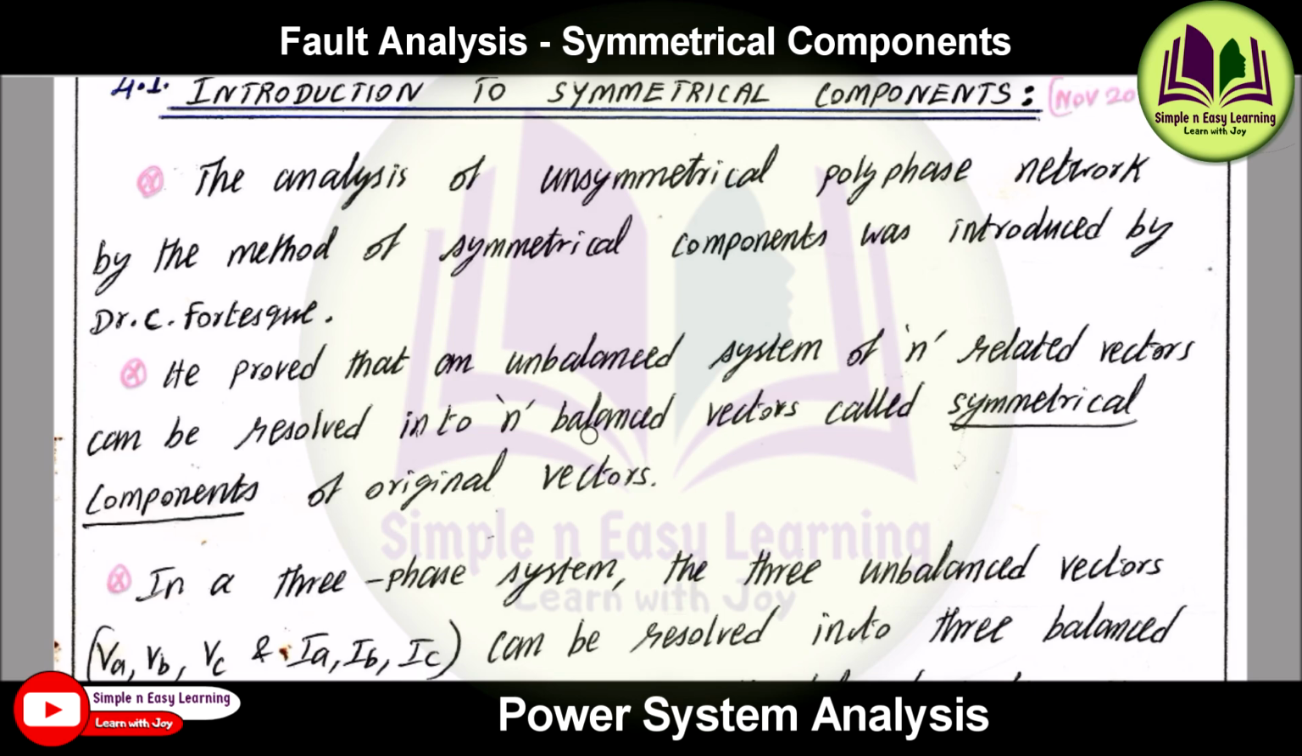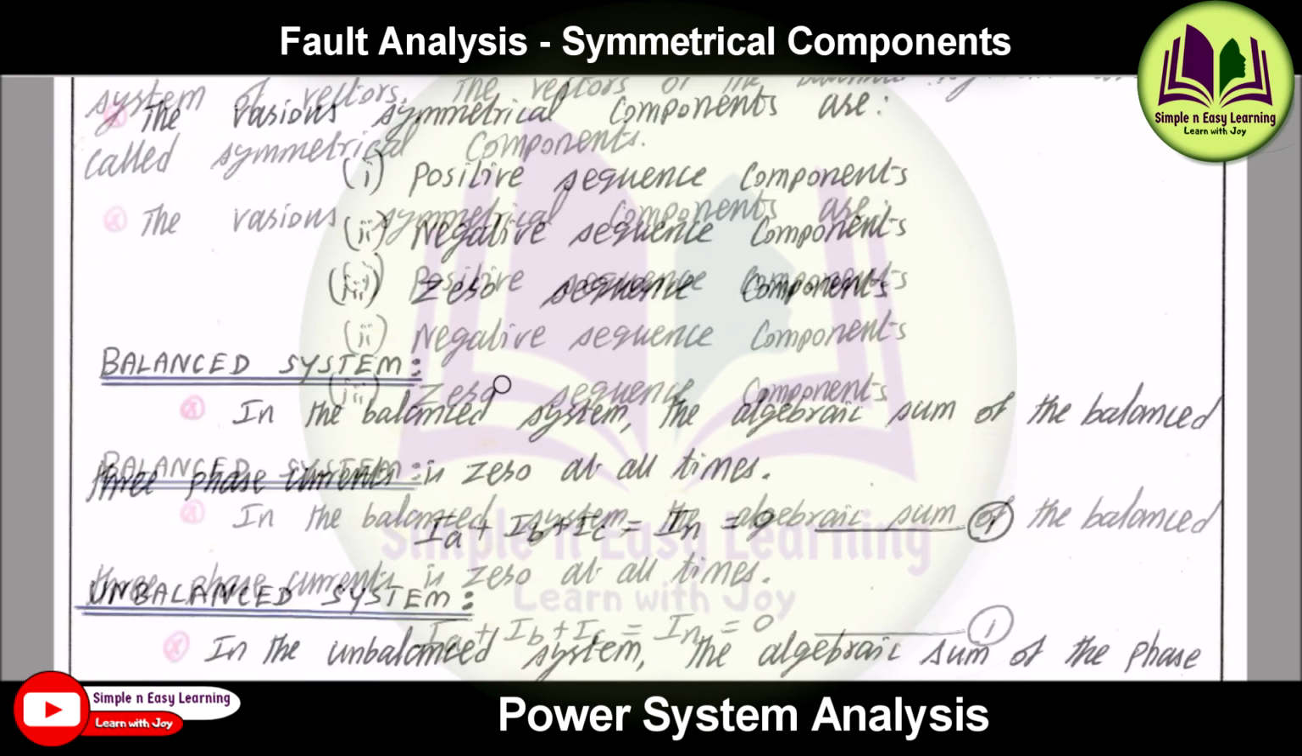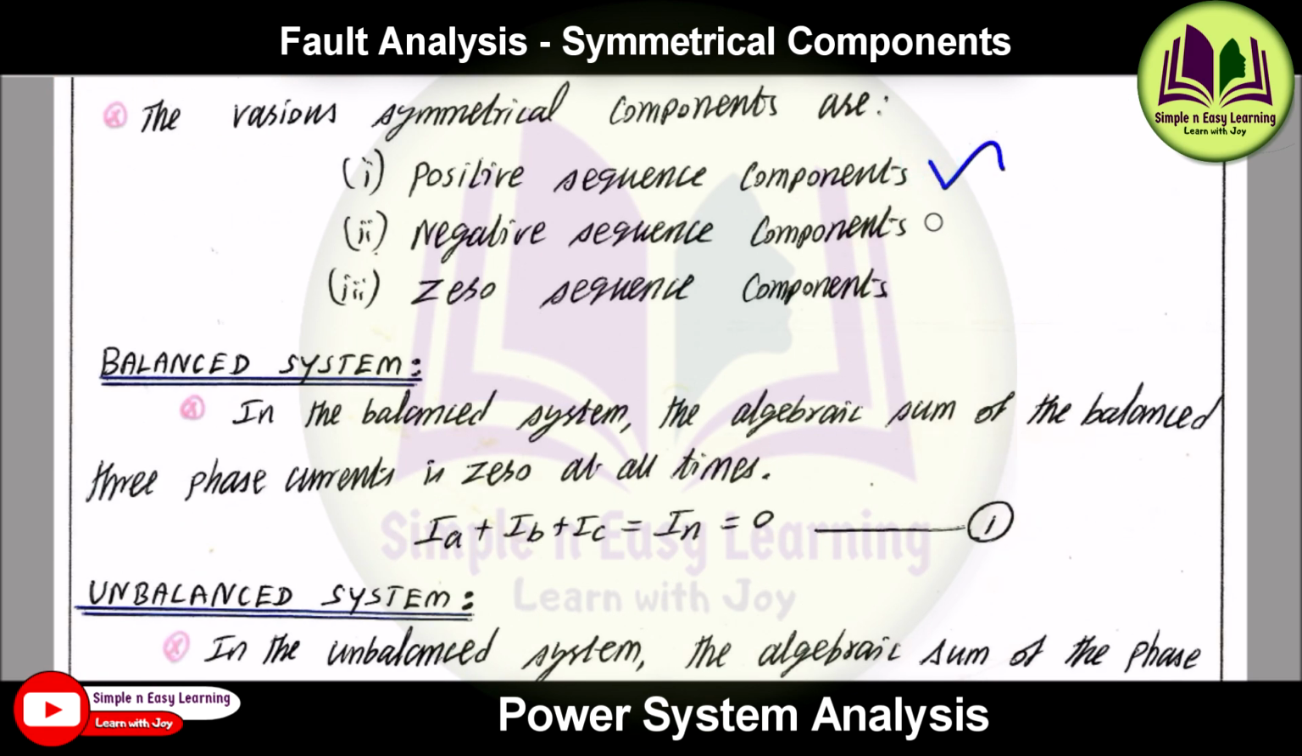Both are the same. So we are going to convert that unbalanced system into a balanced system of vectors using these symmetrical components. Here you can see the symmetrical components: positive sequence component, negative sequence component and zero sequence component. So these are the three symmetrical components.